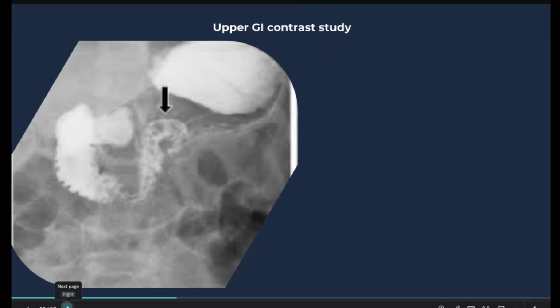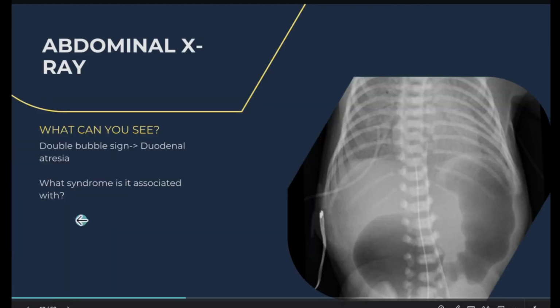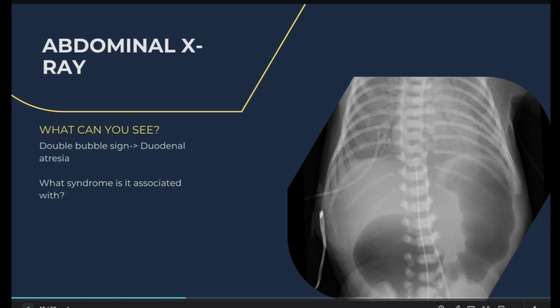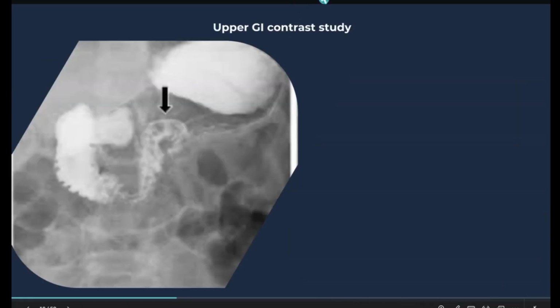No, not this one. Not this one. This is the second upper GI. Yes, I will reshare my screen because it has disappeared for a second, which is very odd because it was there before. Sorry.